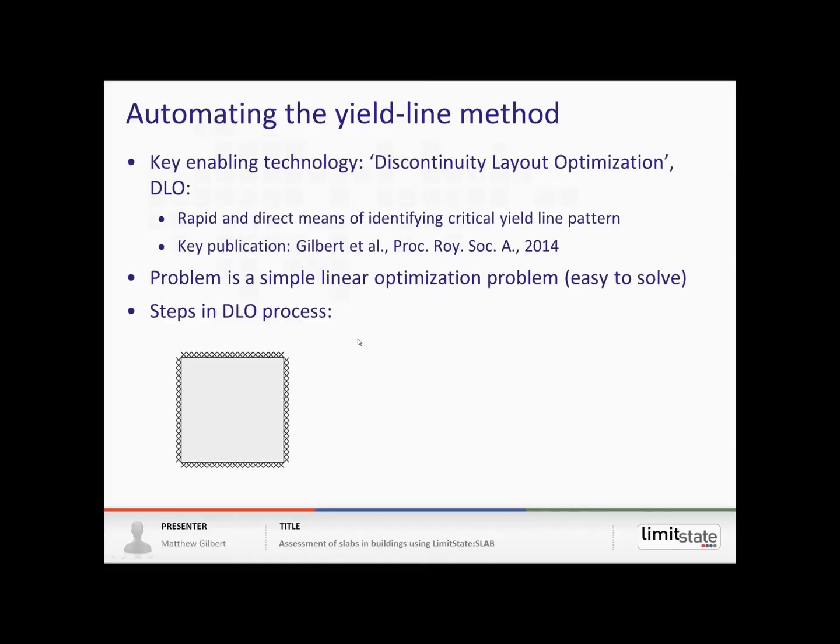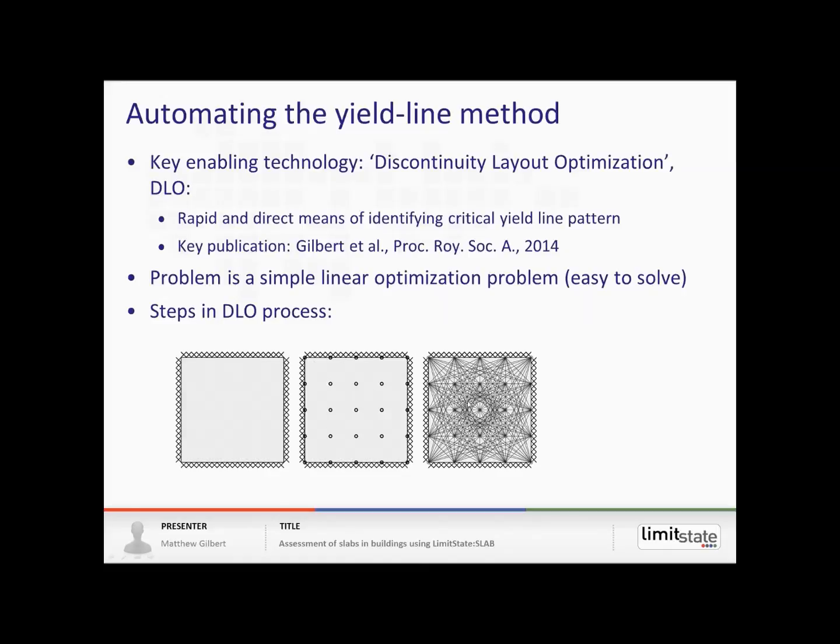The way it works is that you discretize your slab with nodes. You then interconnect those nodes with potential discontinuities or yield lines in this particular case, and then you use linear optimization, which is a really simple problem to solve, to identify the critical yield line pattern, as you can see in the right there.